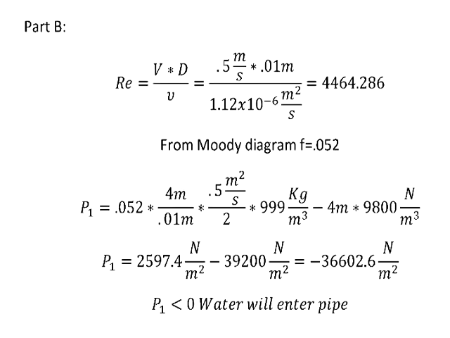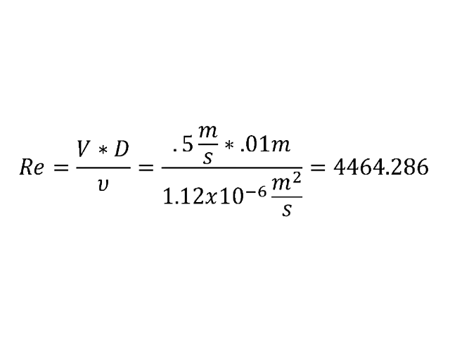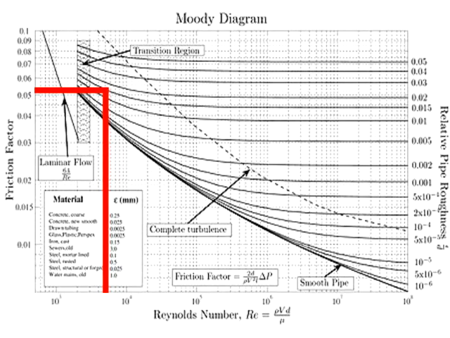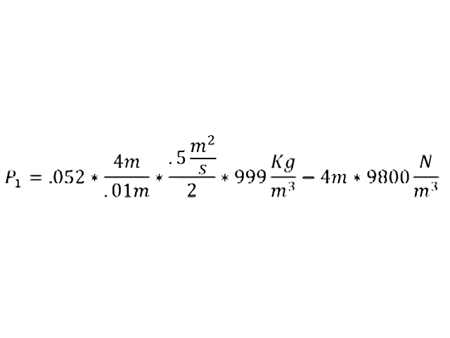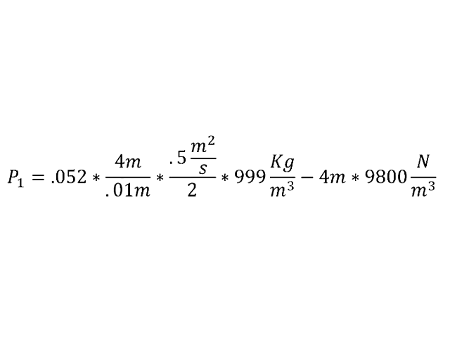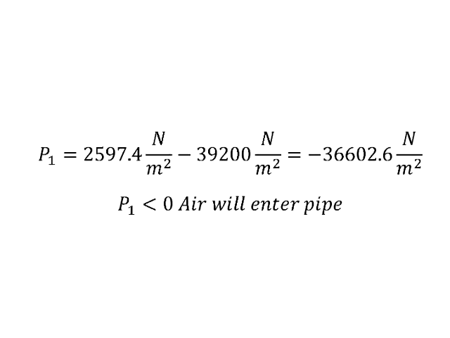In part B, we again solve for the Reynolds number, this time using our second velocity of 0.5, and we solve. And we once again put this into the Moody diagram using our new Reynolds number. Then we can input this new F into our P1 equation and solve. We find in this case that P1 is less than 0, which means air will enter the pipe.